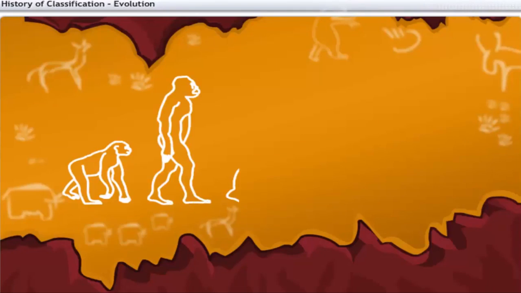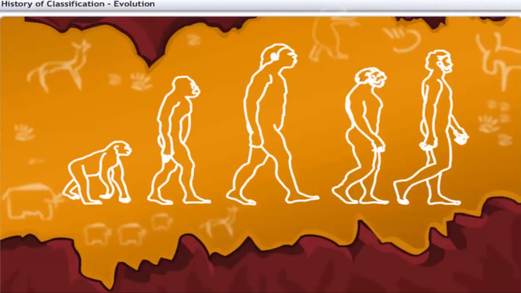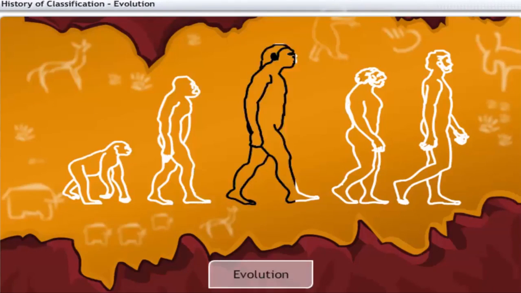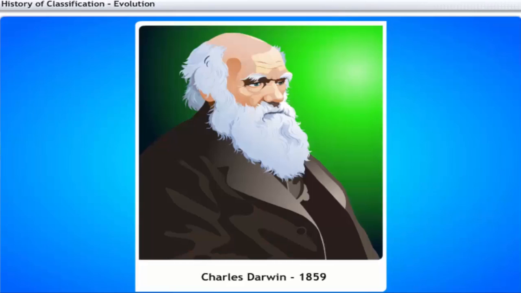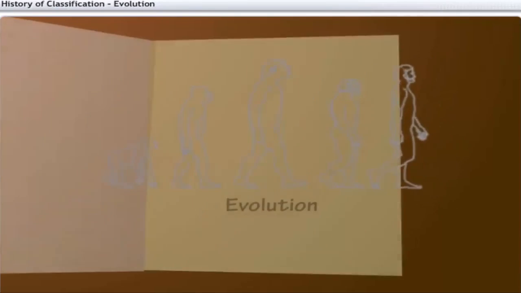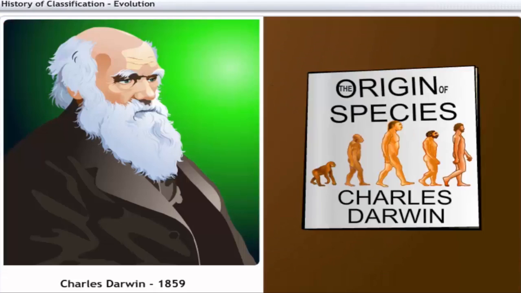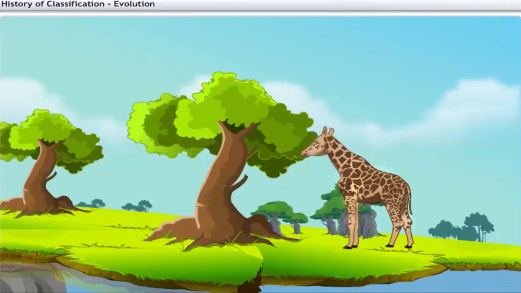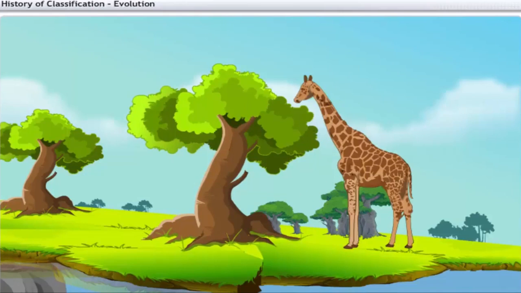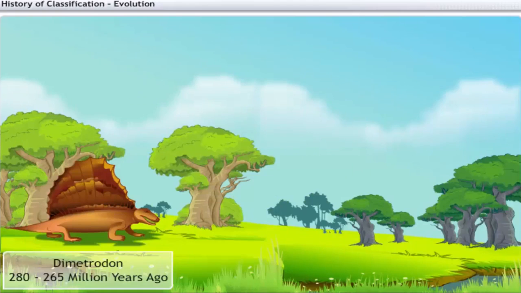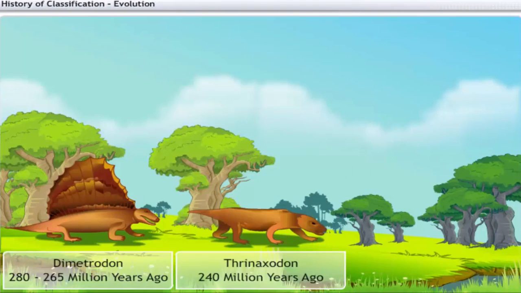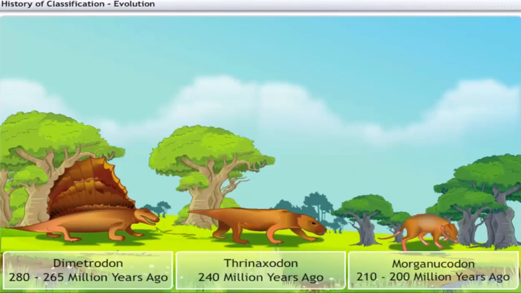But forms and functions evolve with time. Evolution is the change in inherited traits from one generation to the next. It was Charles Darwin who put forward the idea of evolution in 1859, in his book, The Origin of Species. Most life forms that we see today have evolved to survive better. Hence, classification of life forms is closely related to their evolution.